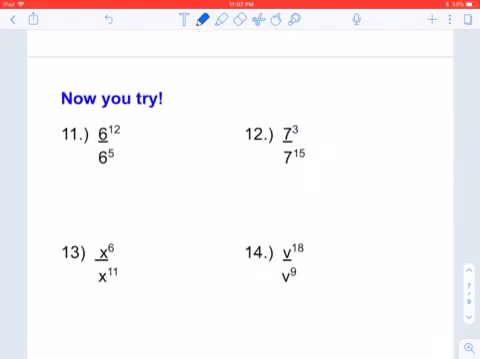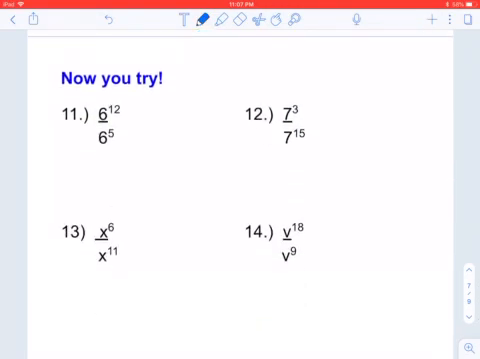Okay, now you try it. Go ahead and pause for a minute. Try these, and then check back in a second.